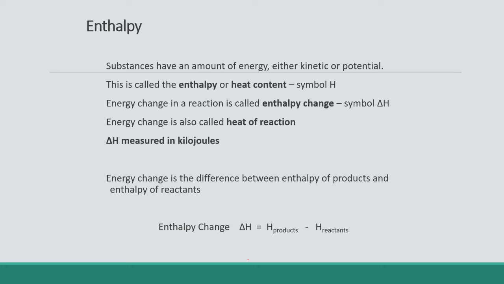Substances have an amount of energy, either kinetic or potential. So this is already explaining a bit more about what enthalpy is. Enthalpy is the heat content of that substance. We can't measure all of the heat, but we can measure the change in heat, or the change in enthalpy. So we always talk about delta H, that triangle, which is the enthalpy change. This is also called the heat of the reaction, and sometimes there's a little R there for heat of reaction. And the unit for that is kilojoules, a little k and a big J.